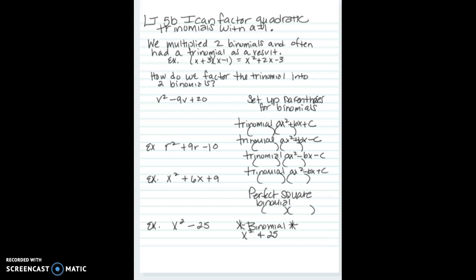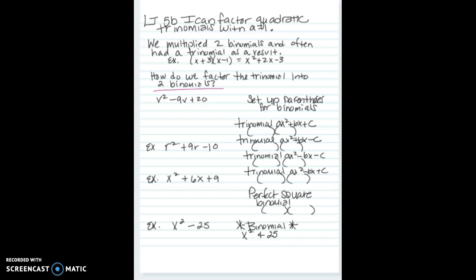Well, what if we had x squared plus 2x minus 3, and we wanted to find the factors of x plus 3 and x minus 1? How do we factor the trinomial into two binomials? So our first example, v squared minus 9v plus 20.